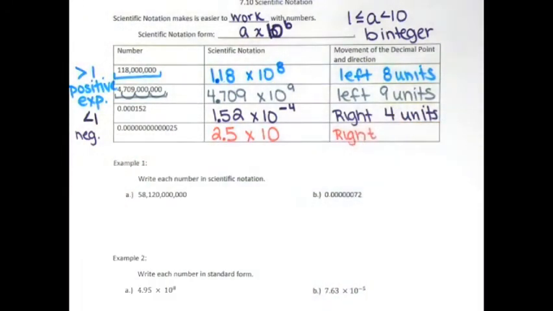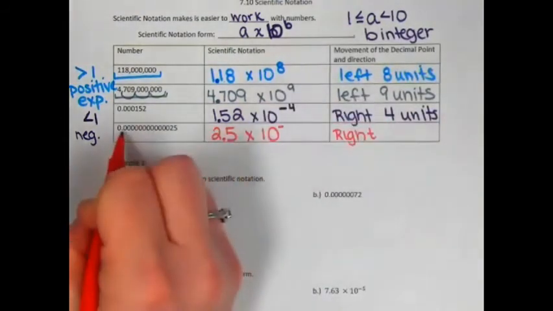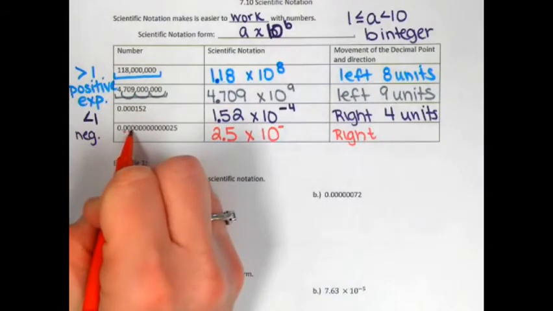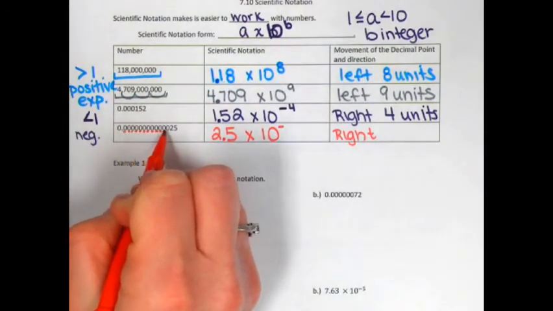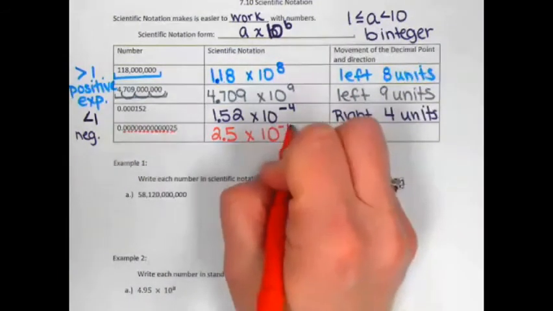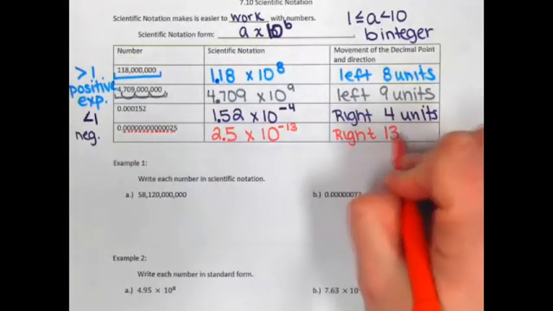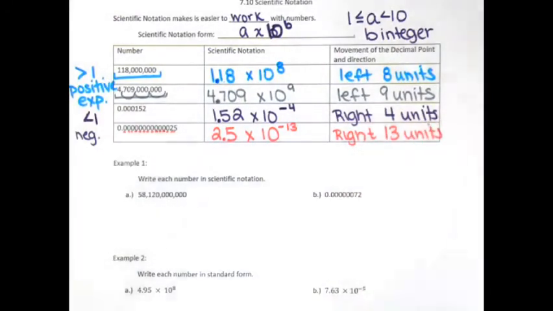And then how many times do I move this? Well, let's count. 1, 2, 3, 4, 5, 6, 7, 8, 9, 10, 11, 12, 13. So negative 13. There you go. All right, go ahead and do A and B on your own.